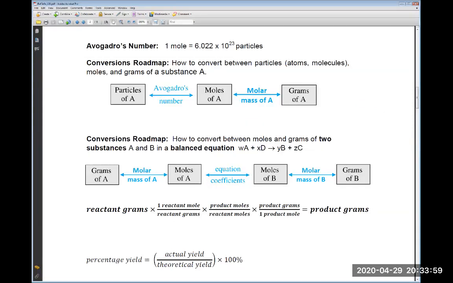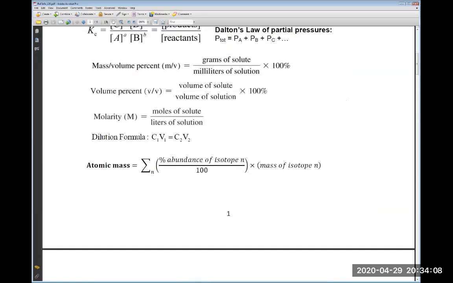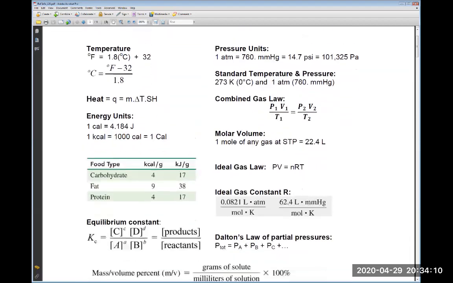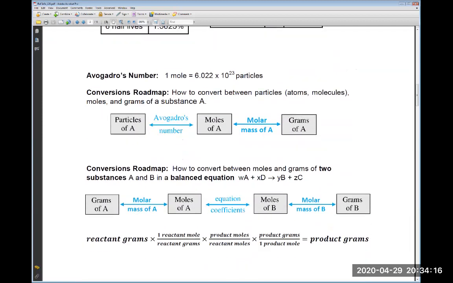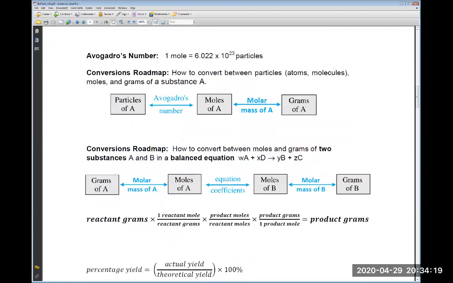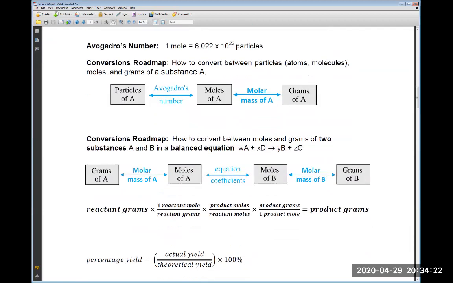So this is part of the reference packet, page 2 of the reference packet that has this as the first page. So you go to the second page, and the bottom of the second page, from the Avogadro number to the percentage yield, are all about chapter 5. And so this is information that you can have on hand when you are doing your exercises. And so the Avogadro number and the definition of the mole is given here on top.